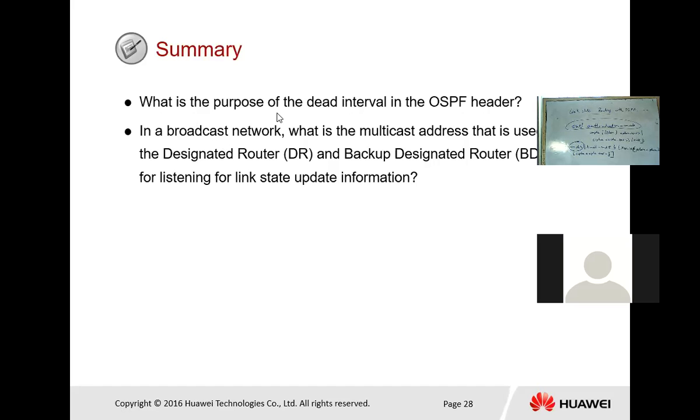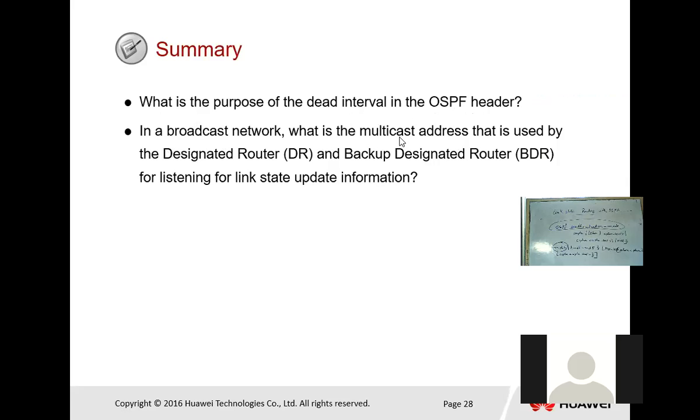Okay, what is the purpose of the dead interval in the OSPF header? Basically there are two intervals, the hello interval and the dead interval. If four hello packets are not received, the neighbor is declared down. The hello packet is sent every 10 seconds to keep the link up. Second, in a broadcast network, what is the multicast address used by the designated router DR and BDR for listening for link state update information?